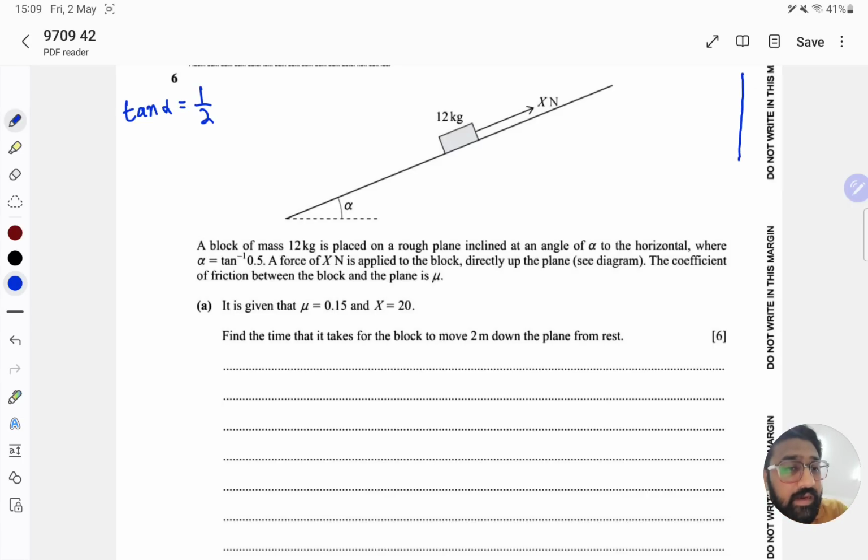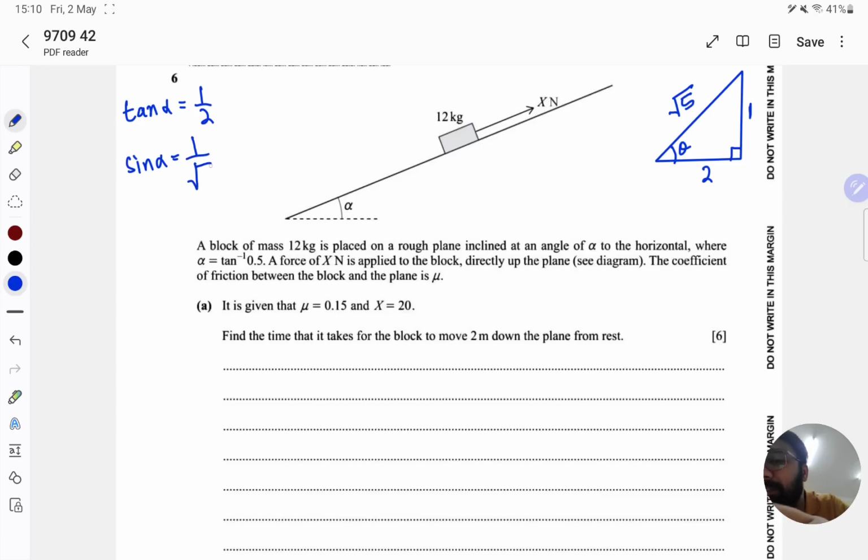So if I make a diagram for a right angle triangle, and if this is alpha and 90 degrees, this side will be 1 and this side will be 2. I can calculate the hypotenuse with the Pythagoras theorem, which will be square root 5. By these values I can easily figure out sine alpha, which will be 1 by square root of 5, and similarly cos alpha, which will be 2 by square root of 5.